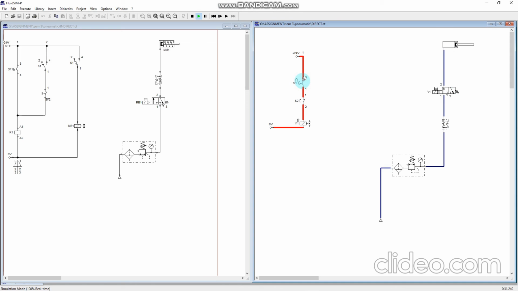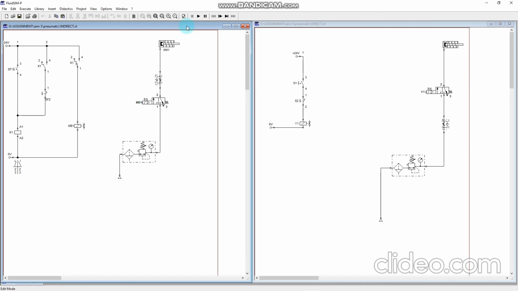To get back to the initial condition, I have to break the circuit. But wait, the red line in the circuit is the current flow in the circuit. Okay, I break the circuit, and it will retract the single acting cylinder. As you can see, it's a simple circuit, totally direct. Okay, that's all for the direct circuit.